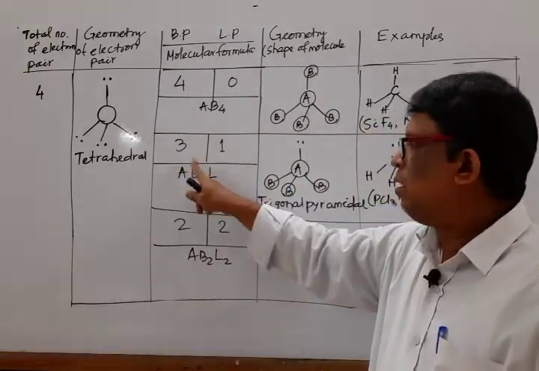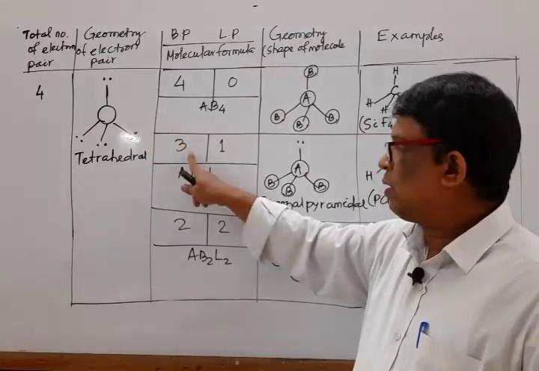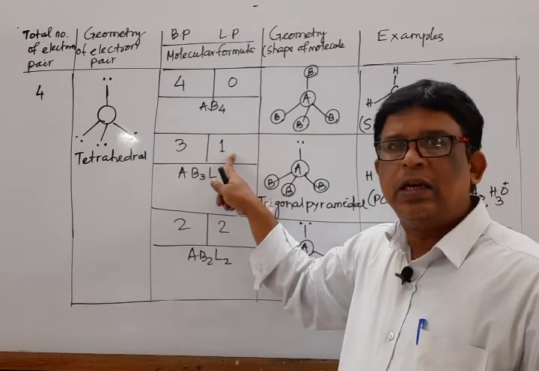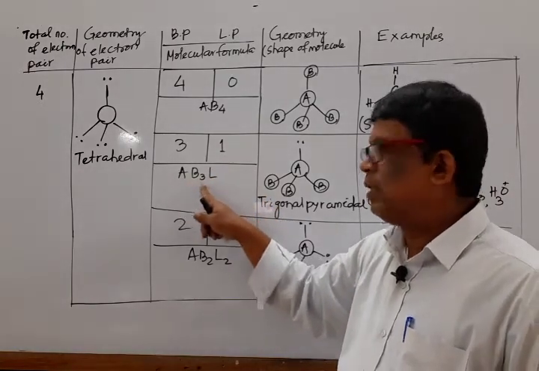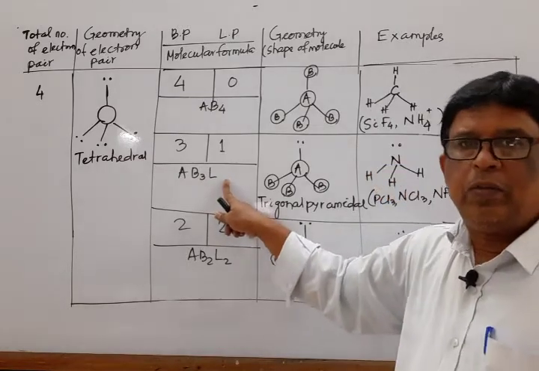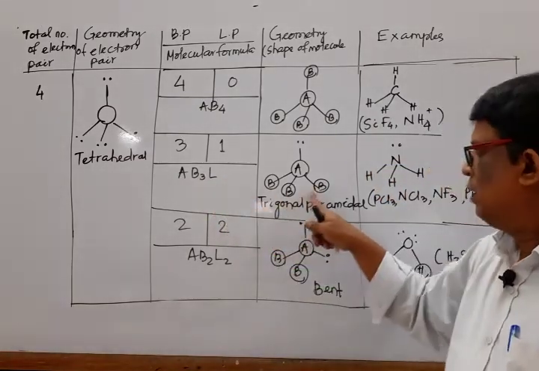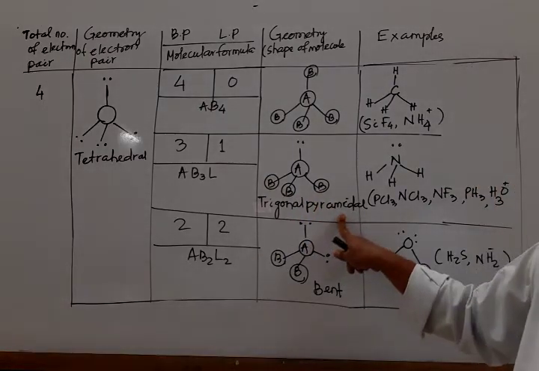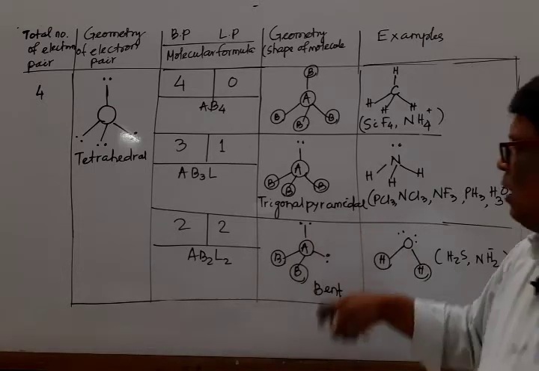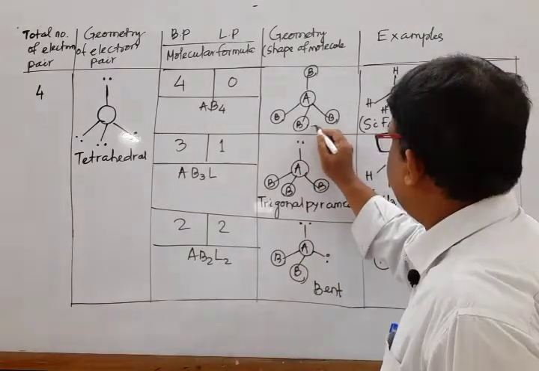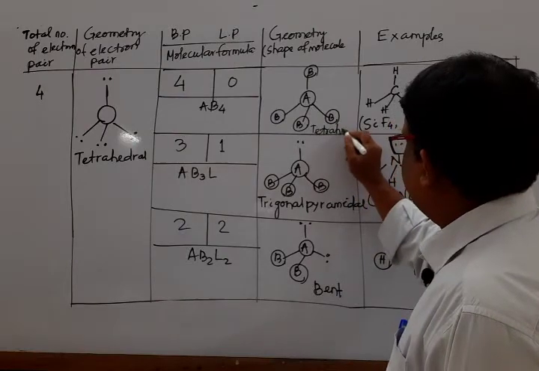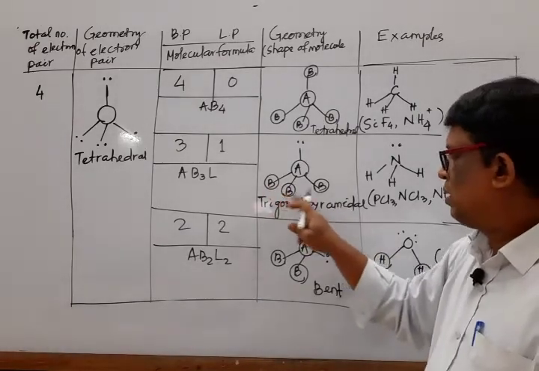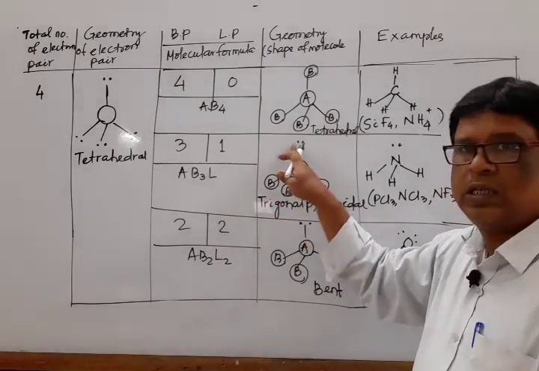Move to case 2. That means among the 4 electron pair, 3 are bond pair and 1 is lone pair of electron. If it is, then the molecular formula is AB3L. Mark that. If the molecular formula is AB3L, then the shape is trigonal pyramidal. It is derived from tetrahedral. It is a trigonal pyramidal where 3 similar atoms are there and one position possesses a lone pair.